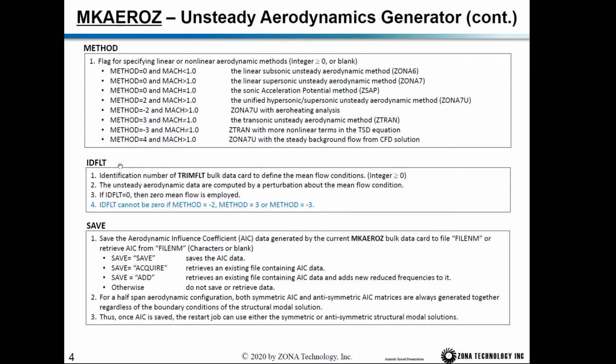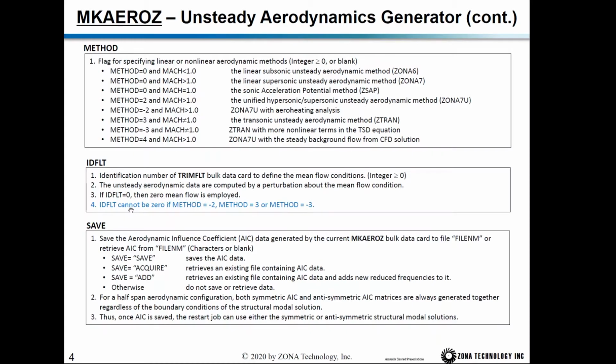The entry ID FLT refers to a TRIM FLT card to define the mean flow condition. The unsteady aerodynamic data are computed by a perturbation about the mean flow condition. And if ID FLT is 0, then the zero mean flow condition is assumed.